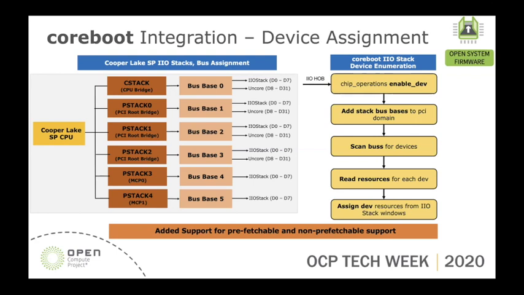So that model will not work for Xeon. We essentially have to extend that model to enumerate all the devices in each one of these stacks, and then assign the bar windows based on what the bar windows are from each one of those stacks as well. That's what you see on the right-hand side, which is a set of changes needed in Coreboot to support the multi-root PCIe bar allocation, both for prefetchable and non-prefetchable windows. Next slide.